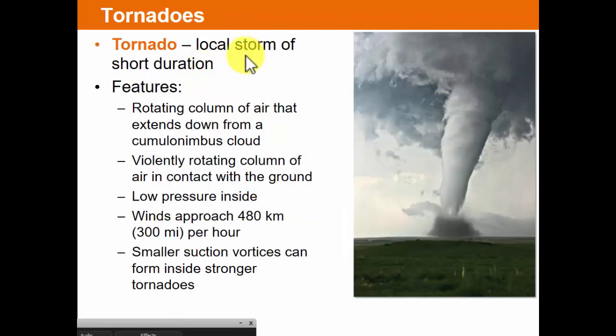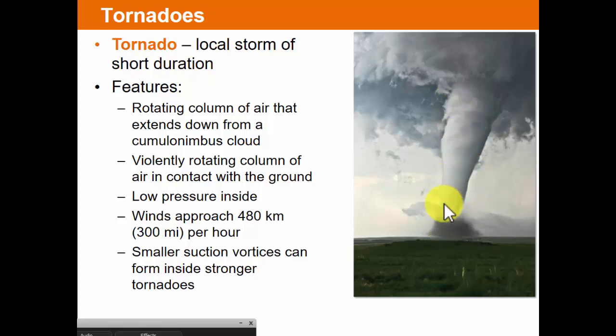Tornadoes are very short duration. It's a rotating column of air that extends down from the cumulus cloud, also sometimes defined as a violently rotating column of air in contact with the ground. And it has to be in contact with the ground for it to be a tornado. If it just comes about halfway down, that's a funnel cloud. If it contacts the ground, that is a tornado.